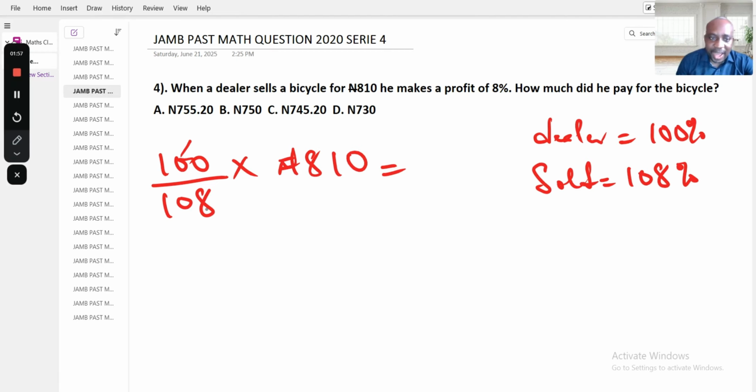Therefore, our final answer when we multiply 100 by 810 divided by 108, because 108 is the percentage that you sold at, 100 plus 8 gives us 108, is going to give us 750. It means that the dealer bought the bicycle for 750 naira, and this will be 100 percentage. Our final answer is 750. Do we have 750 there? Yes. Final answer is B. Let's move to the next question.